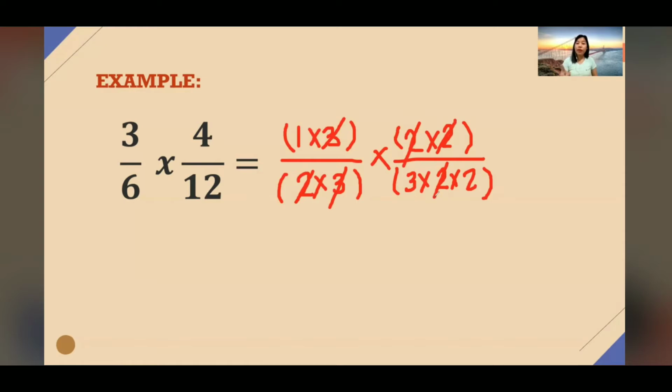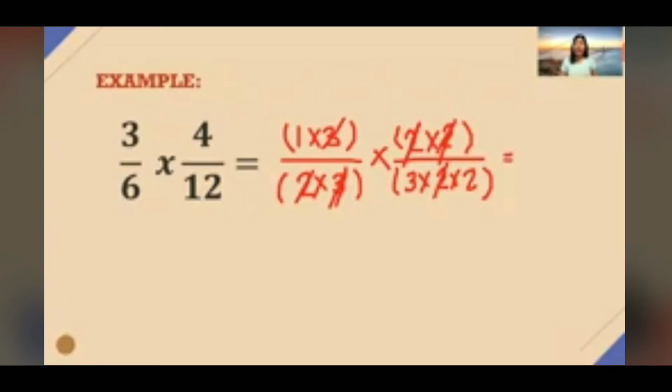Kung ilan yung number na nasa taas, yun lang din yung pag-cancel sa baba. Just like this one. We only have 1, 3, right? So, isang 3 lang yung pwede nating i-cancel sa baba. Dito naman, we have 2 2s. Dalawa yung 2, so dalawa lang yung 2 na pwede nating i-cancel. Hindi natin pwedeng isama yung iba.